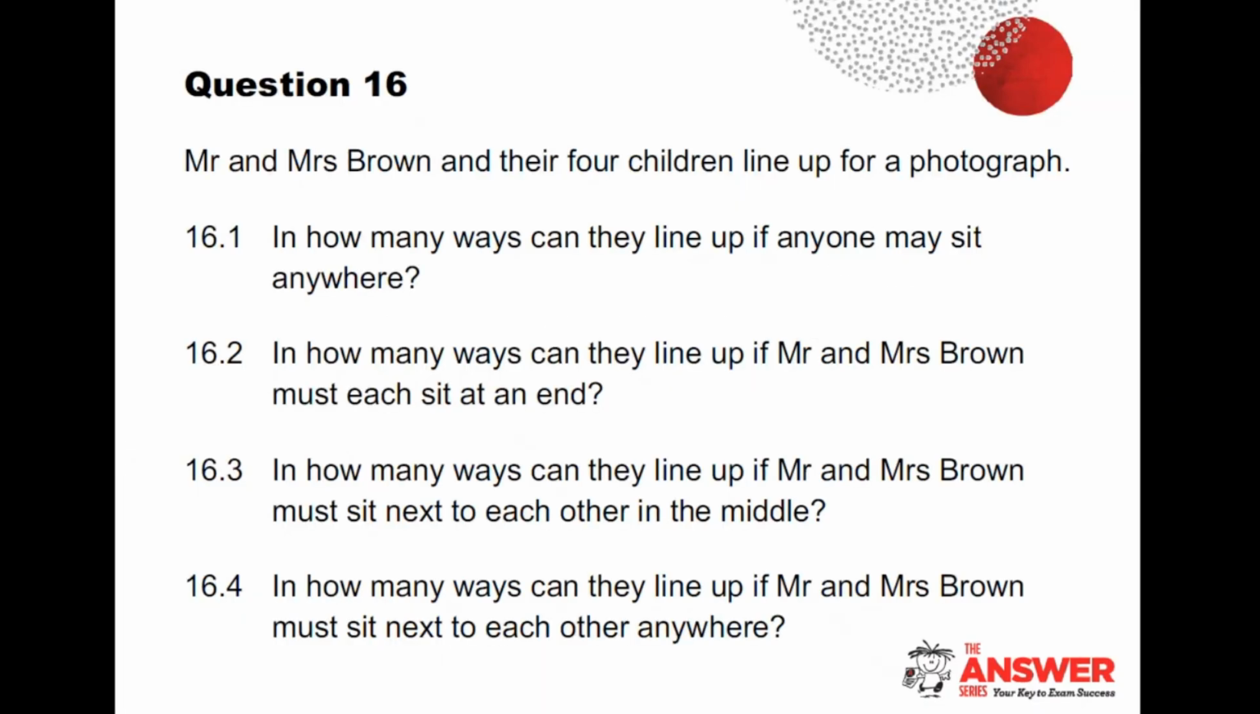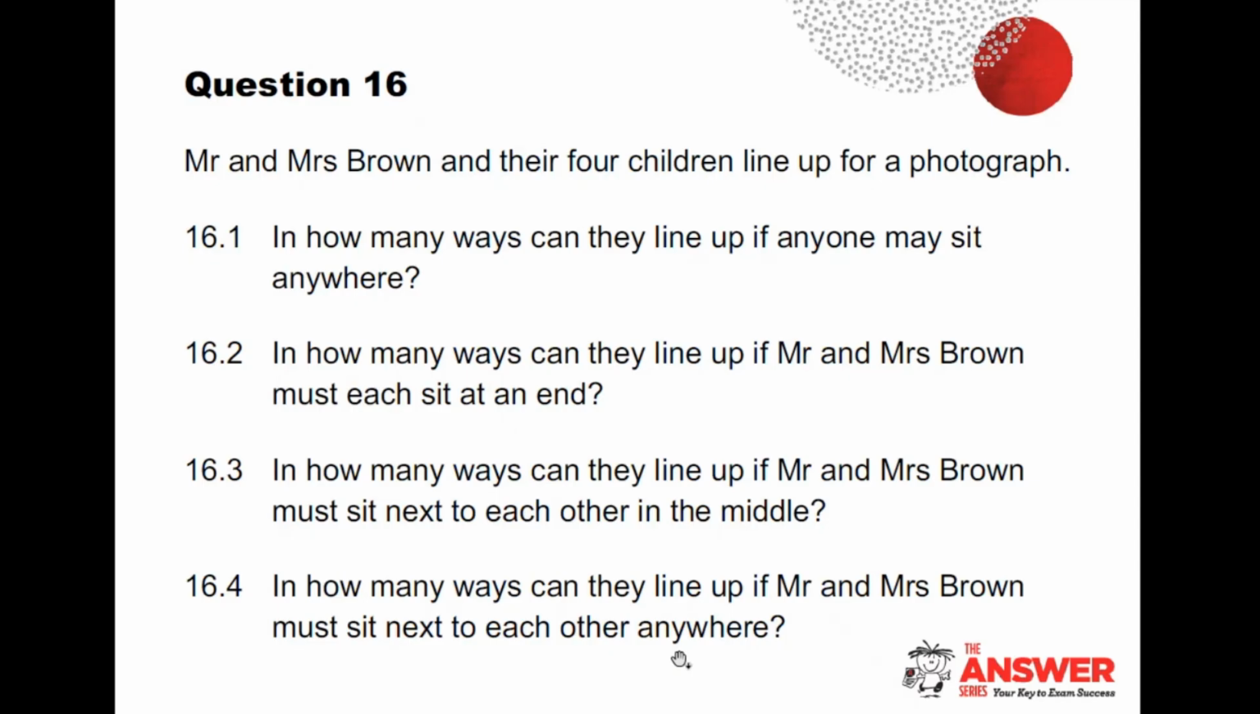Question 16. Mr. and Mrs. Brown and their 4 children line up for a photograph. In how many ways can they line up if anyone may sit anywhere? That's easy. We've done plenty questions like that. In how many ways can they line up if Mr. and Mrs. Brown must sit at each end? That's okay, because we've done starting with this letter, starting with that letter. In how many ways can they line up if Mr. and Mrs. Brown must sit next to each other in the middle? So this is now a new thing coming in.